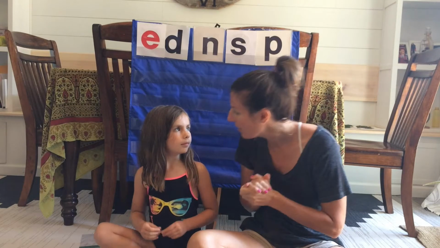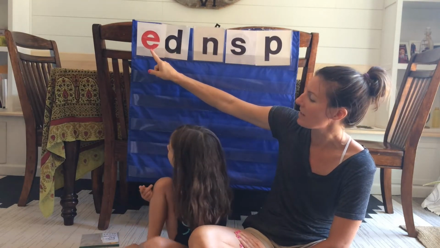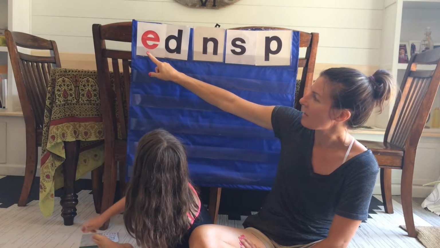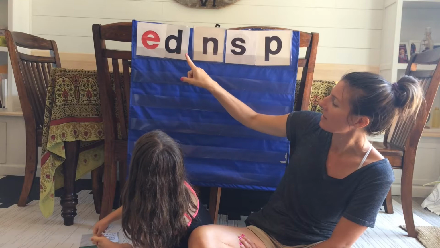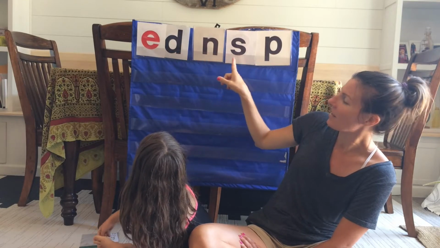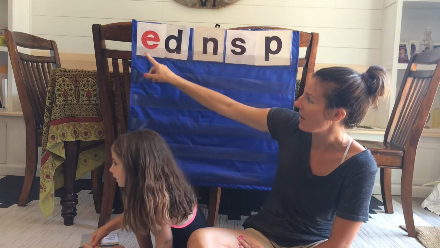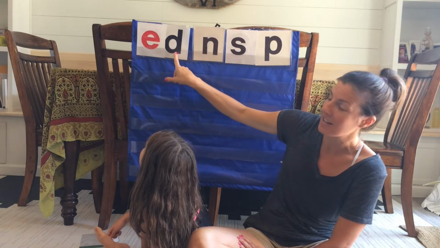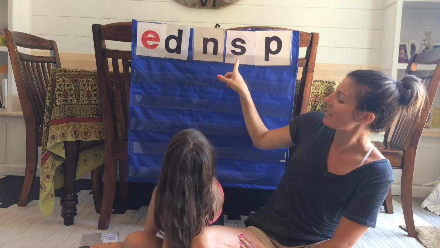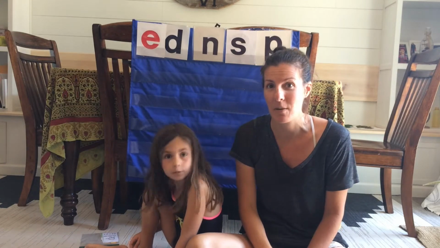Let's start with our sounds. This guy is the only one that has two sounds. So do you remember his name? E. And his other sound, his second sound? D. N. S. P. Very good. Let's try that a little bit faster. Ready? E. A. D. N. S. P. Okay, go ahead and get those letters and we'll see you in just a second for making words.